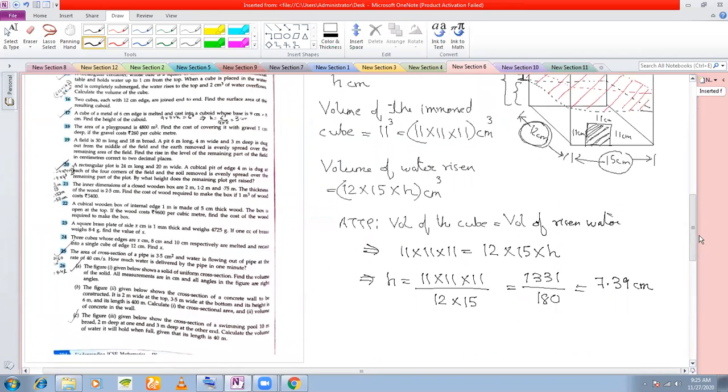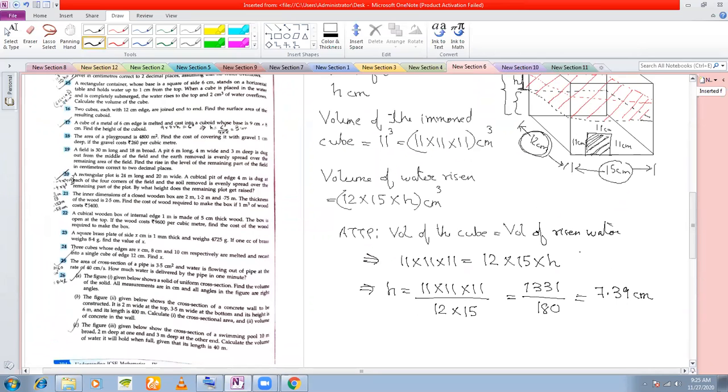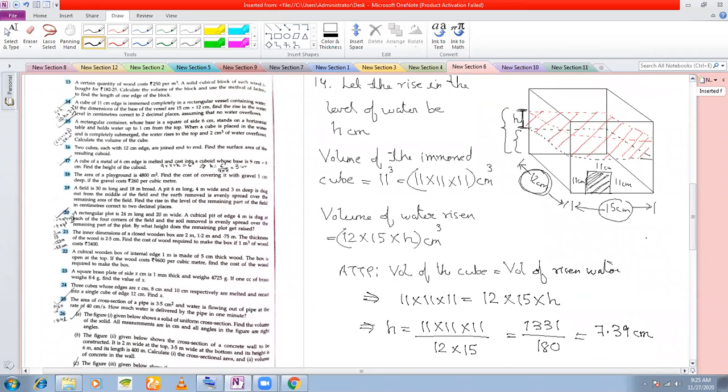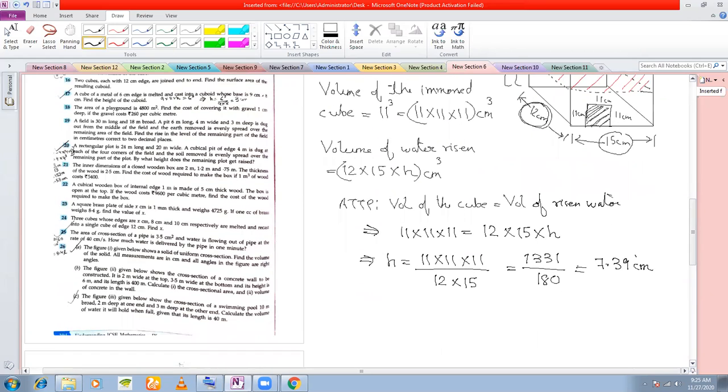Any question? So 7.39 is the height. Yes, this is the height of water that has risen. That was the question, right? What is the height of water that has risen? You need to find it correct to two decimal places, and we have found it till two decimal places. Okay.